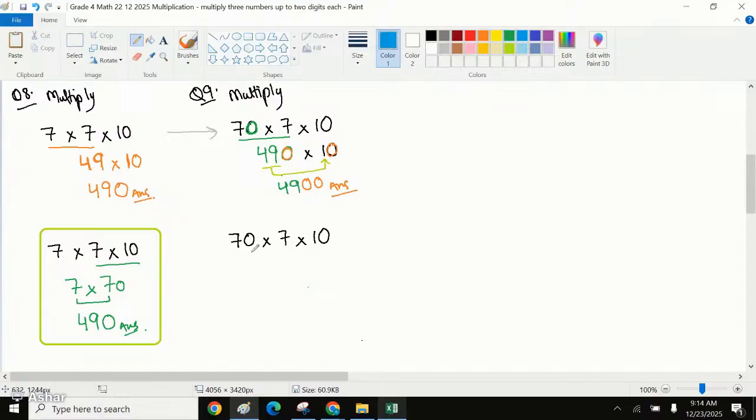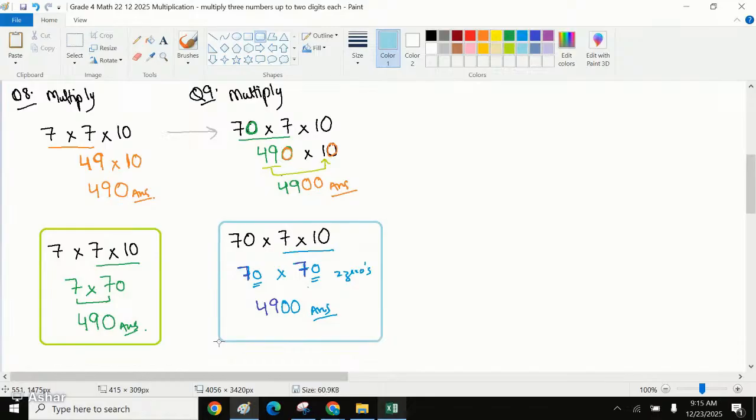Or we do this: 70 is multiplied by 70. We can count the number of zeros. We have 2 zeros over here. What would be 7 multiplied by 7? 7 multiplied by 7 is 49, and we can bring down the 2 zeros. That's still 4,900. So 4,900 would be the answer when it was 70 multiplied by 7 multiplied by 10. Yes, thank you.